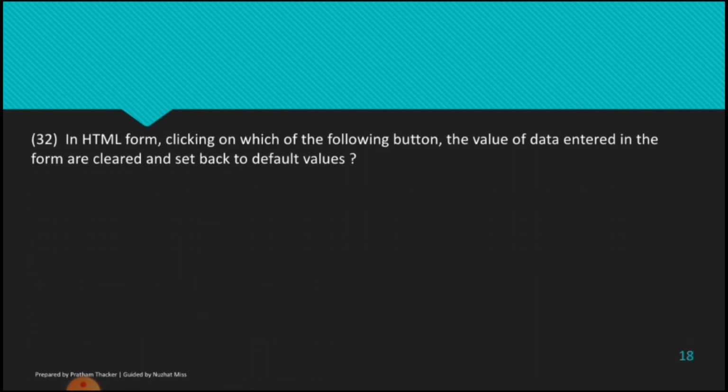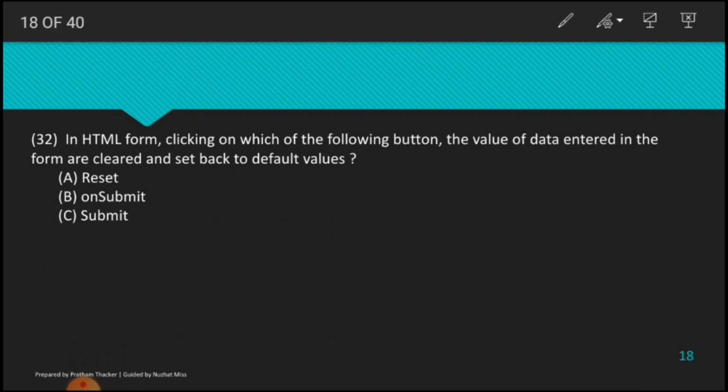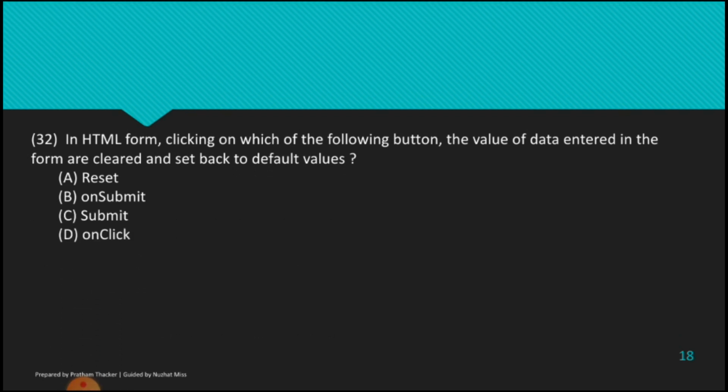Question number 32. In HTML form, clicking on which of the following button, the value of data entered in the form are cleared and set back to default values? Option A, reset. Option B, on submit. Option C, submit. Or option D, on click. Answer is option A, reset.